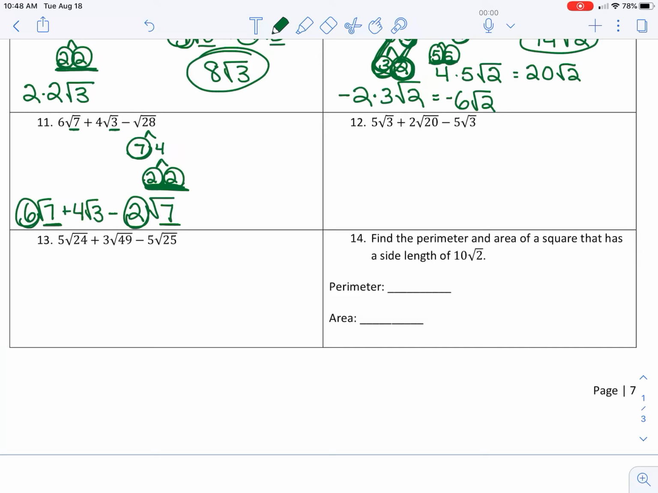So I'm going to say 6 minus 2 is 4 root 7. And I still have to go ahead and include that 4 root 3. So I'm going to say plus 4 root 3. This would actually be my final answer. I can't take that any further. That is simplified as far as it can go.